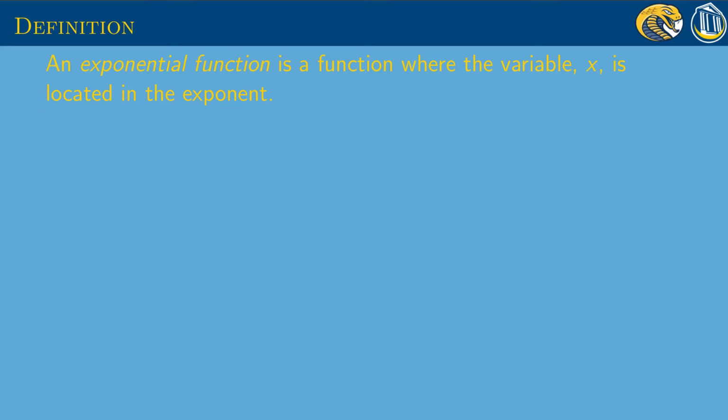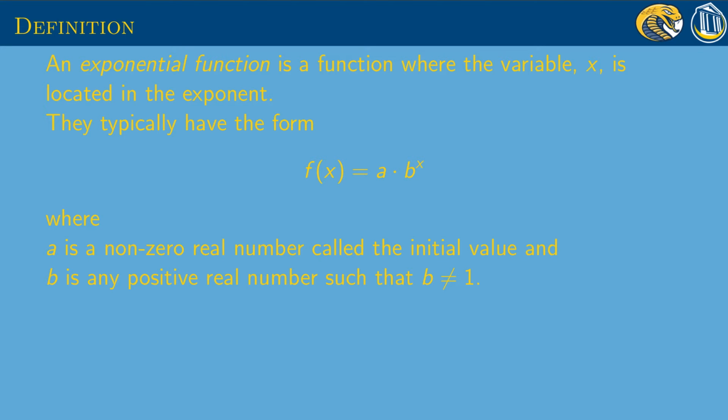What is an exponential function? Well, an exponential function is just a function where the variable, usually x, is located in the exponent. They're typically in the form a times b to the x, where a is a non-zero real number called the initial value, and b, the base of our exponent, is any positive real number other than 1.